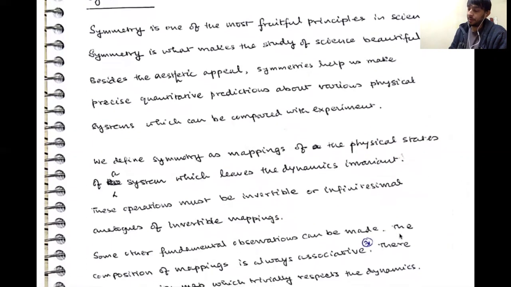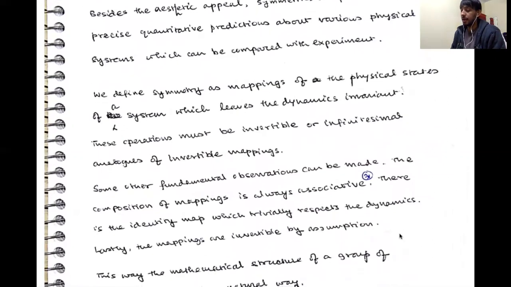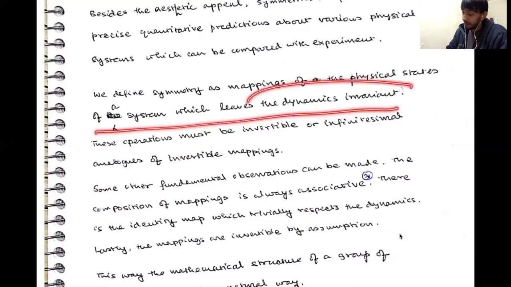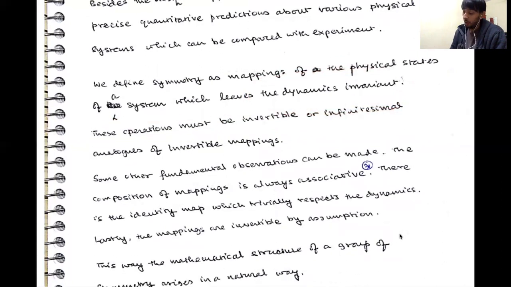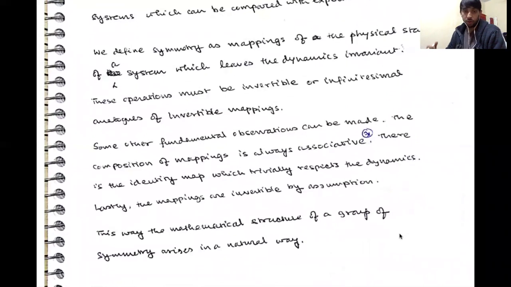So what is a symmetry? A symmetry can be defined as a mapping of physical states of a system which leaves the dynamics invariant. These operators that you have must be invertible, or infinitesimal analogs of invertible mappings. We will get to why we want infinitesimal analogs of invertible mappings as we go ahead.